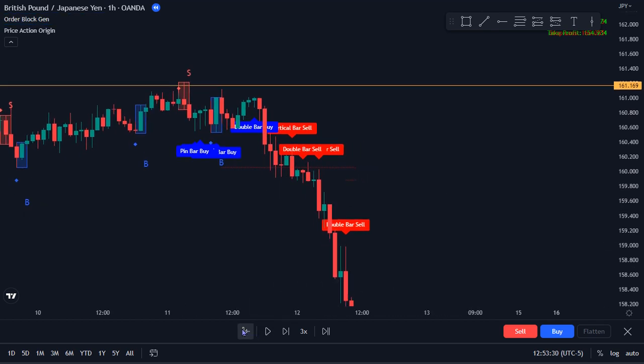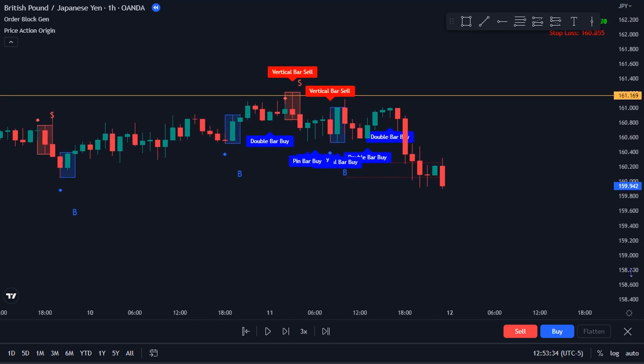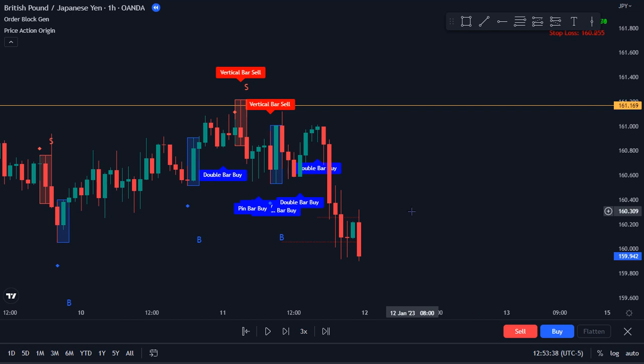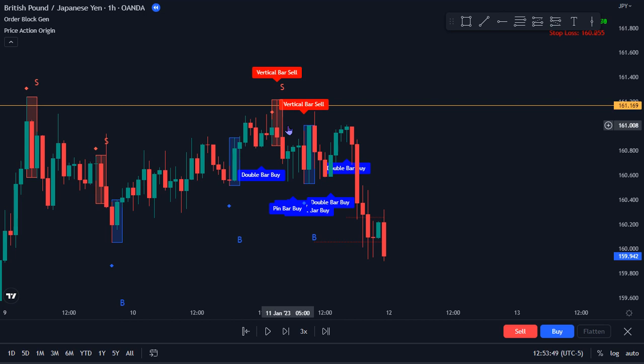Now, here we go. In real time, what you would have been looking at is seeing the vertical bar pattern form inside of the bearish order block. So many confirmations for taking this sell here.